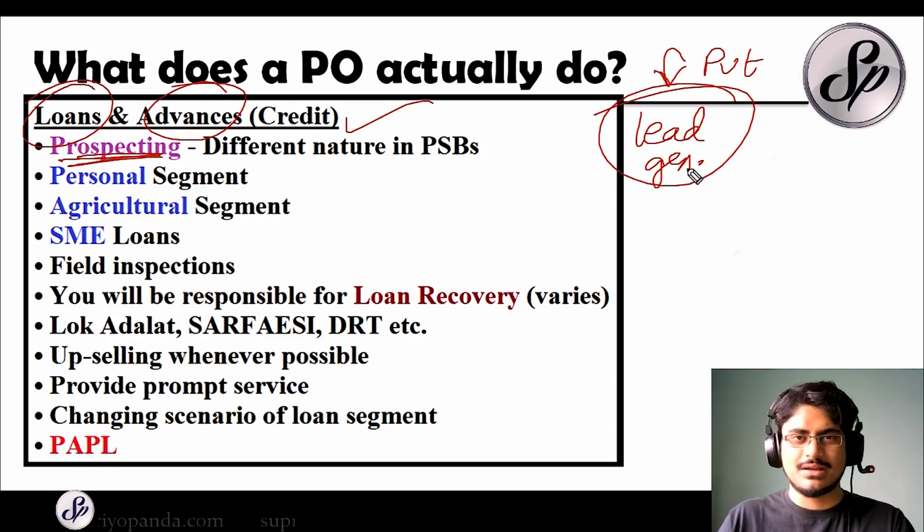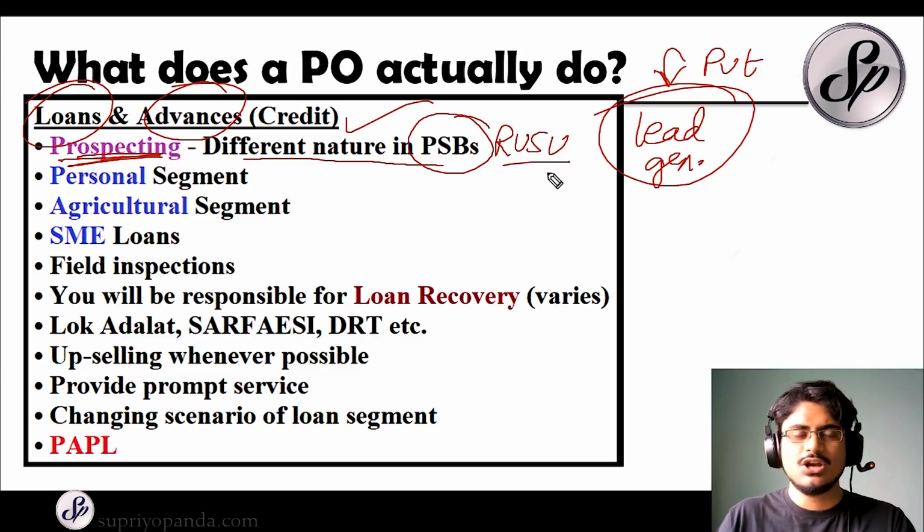We used to sometimes ask the people who are nearby to the branch, who have accounts in the branch, to take some loans. And there's a different nature in the PSBs. If you are in a RUSU branch, a rural or semi-urban branch, usually people are going to come to you for loans. So you don't have to go there. People are very much trusting of you, and that is a good thing. You don't have to waste time to acquire customers. But when the customers come, you have to be somebody who is taking good care of them.